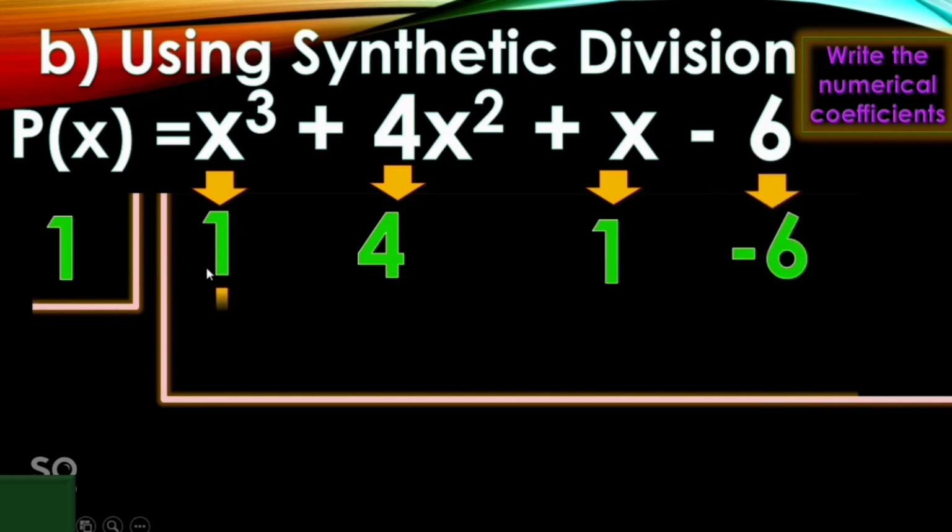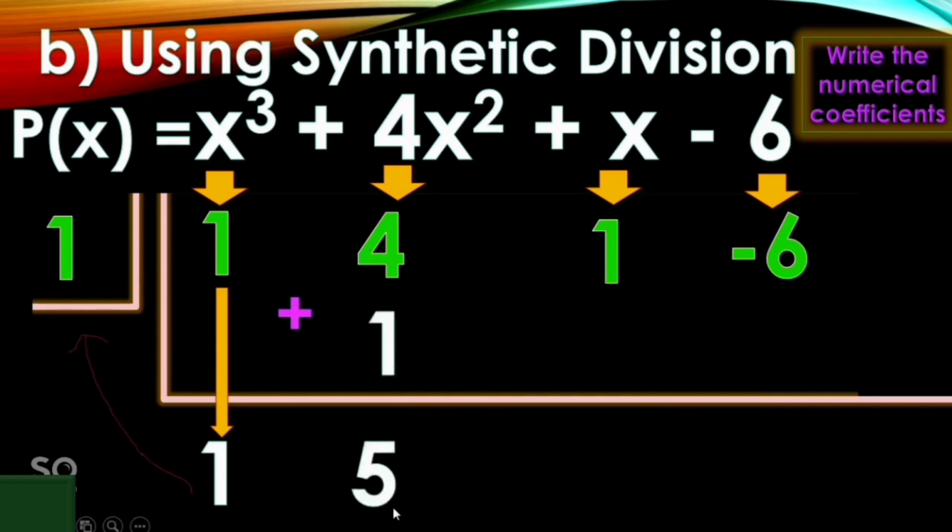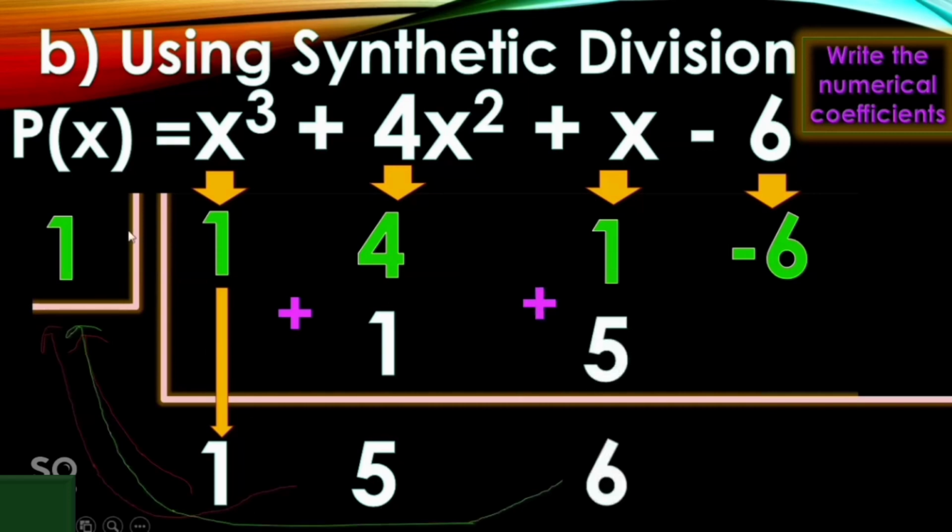Okay, next, ibababa lang natin yung 1. And then, yung 1 na yan, i-multiply natin doon sa divisor na 1. Kaya 1 times 1 is equal to 1. And then, i-add natin, 4 plus 1 is 5. Then, yung 5, ita-times ulit natin sa divisor na 1. So, 5 times 1 is 5. And then, add 1 plus 5 is 6. Then, 6 times 1 is 6. And then, add negative 6 plus 6 equals 0.